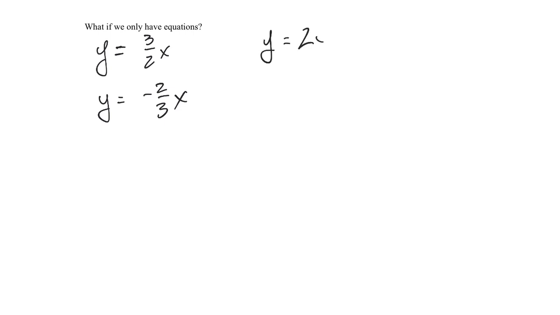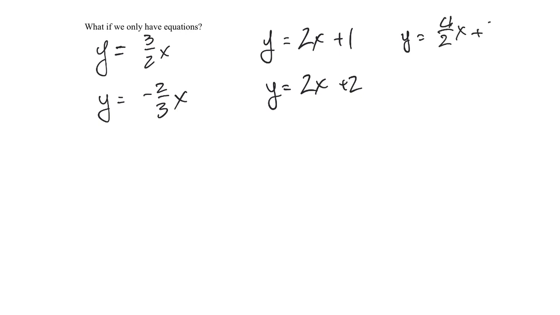Well, what if we only have equations? In the last one, we had y equals, was it 3 over 2x? And then I'm just going to write they both go to the origin. How's that sound? And we had y equals negative 2/3 x. For parallel lines, y equals 2x plus 1 is going to be parallel with y equals 2x plus 2. Y equals 4. What just happened here?